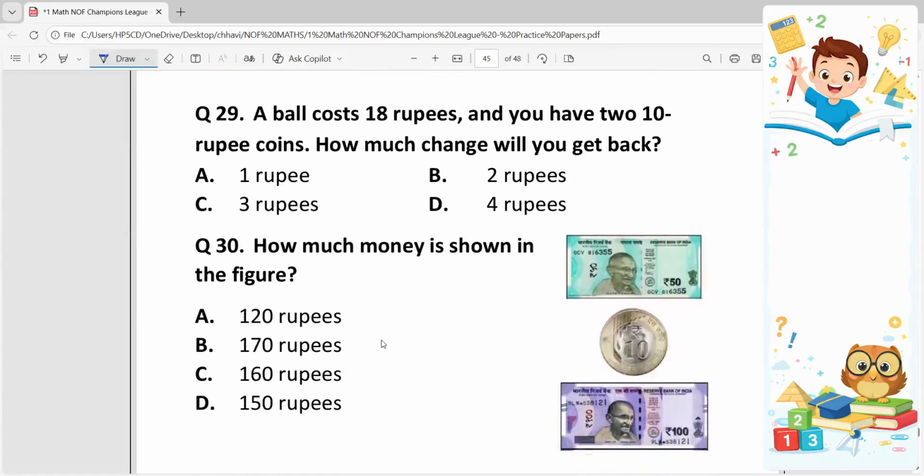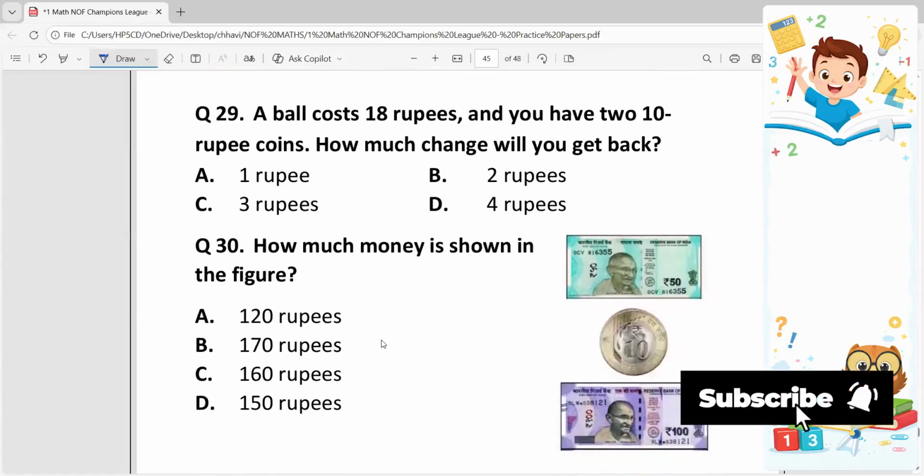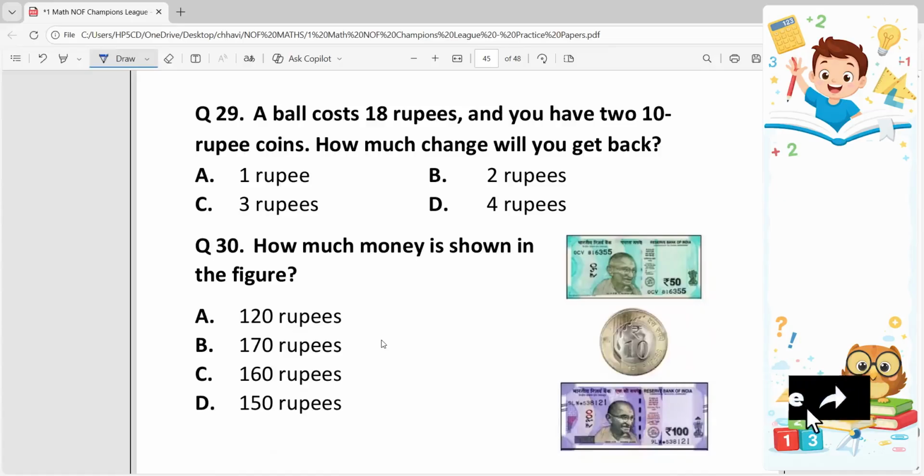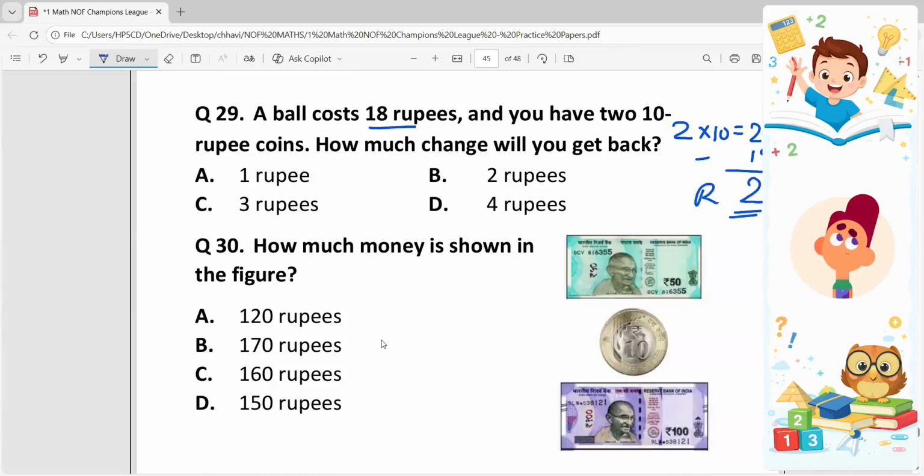A ball costs 18 rupees and you have two 10 rupee coins. How much change will you get back? Now we have two 10 rupee coins, which means we have 20 rupees in total, and the ball costs 18 rupees. So we'll subtract 18 from this and find how many rupees we will get back. 20 minus 18 is 2. So we'll get 2 rupees back. So this is option B, the correct one.